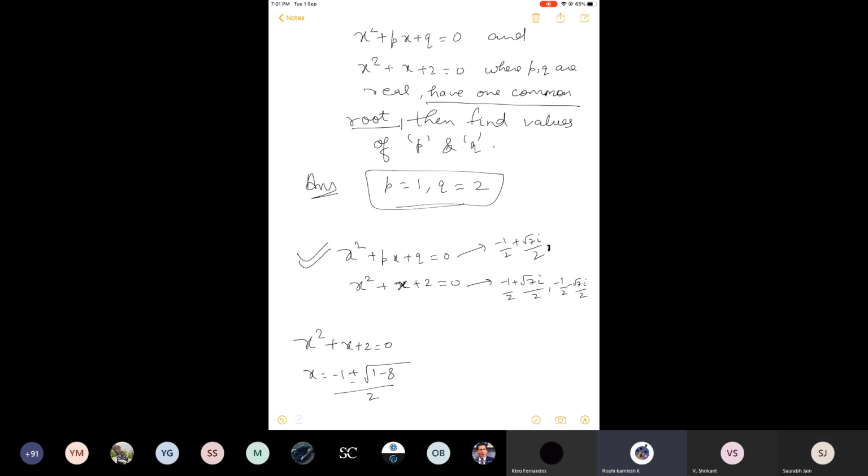So (-1)/2 - √7 i/2. And why are you saying this? What is the reason? Because they always occur in conjugate pairs. Very good. So this is what I am expecting from you. See what is hidden in the question. Though they have given that both the equations have one common root, why are both roots coming common? Now you know what happened as a result. Both roots are the same now.